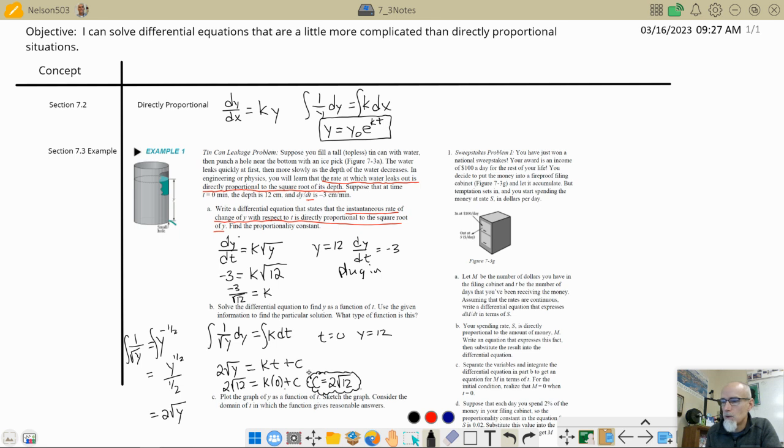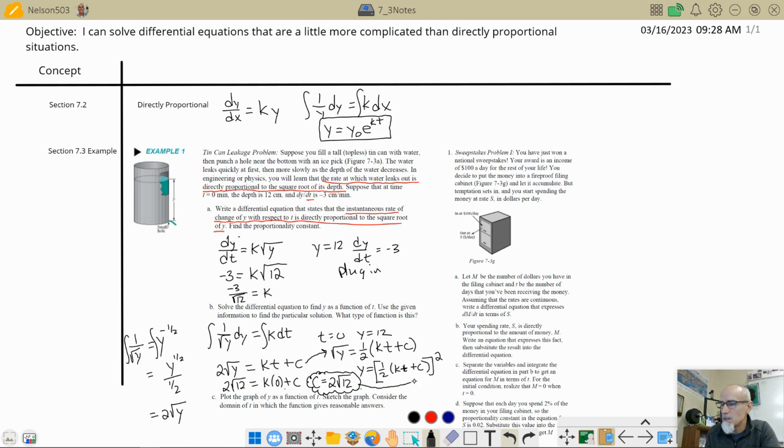And now what I'm going to do is go back to this equation and try to solve it for y. So I'm going to move the 2 to the other side, so I get the square root of y equals 1/2 times the quantity kt plus c, okay? Then I'm going to square both sides, so I get y equals 1/2 times the quantity kt plus c, and then I'm squaring it. So let me put brackets around this and square it, okay?